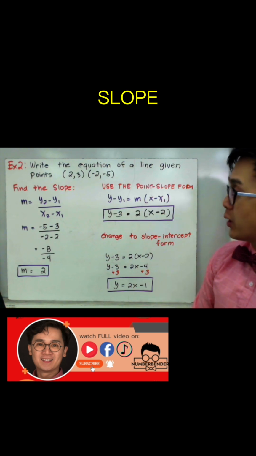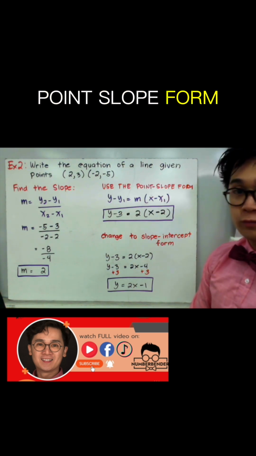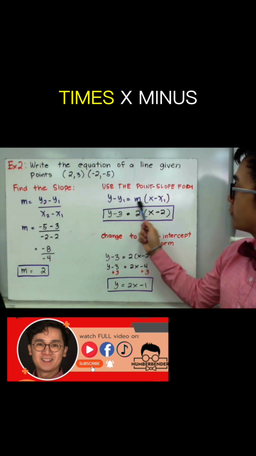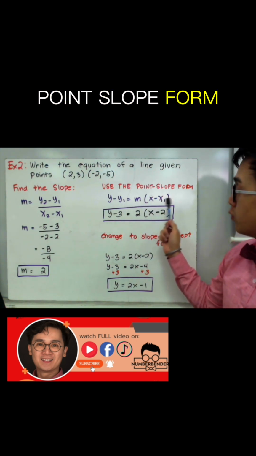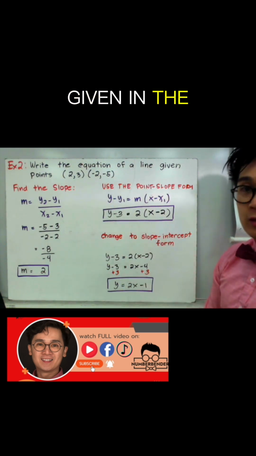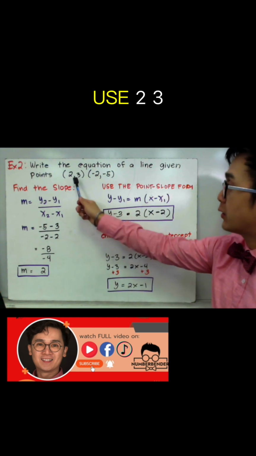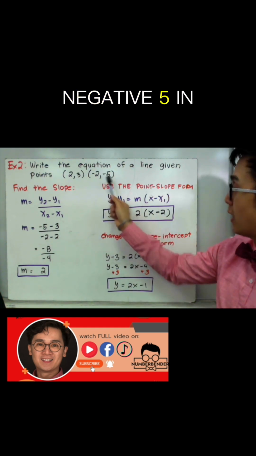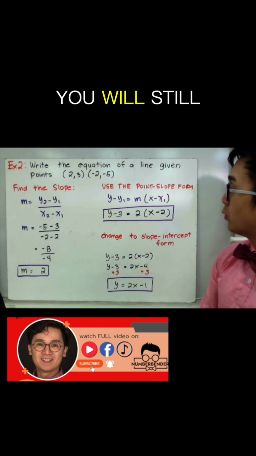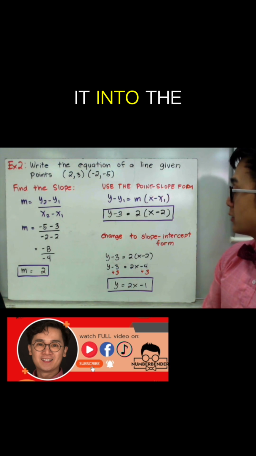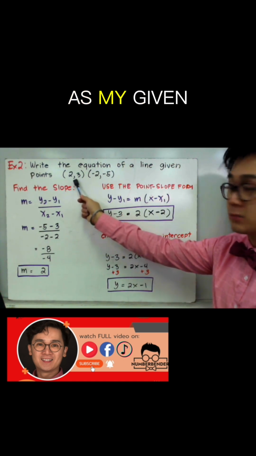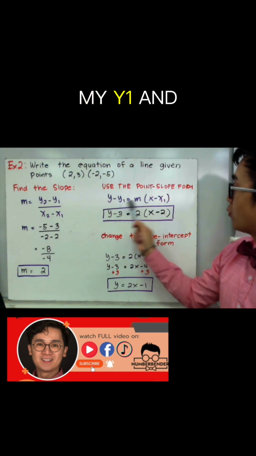So now that you have your slope, you need to use the point-slope form to write the equation of a line. When you use y minus y sub 1 equals m times x minus x sub 1, which is your point-slope form, you only need 1 point of the 2 points given in the problem. So in this case, you can use either (2, 3) or (-2, -5) in your equation, and you will still get the same result. It doesn't matter which point you choose, you will still have the same result when you convert it into the slope-intercept form. In this particular example, I used (2, 3) as my given point, so I will replace it into my y1 and x sub 1 right here.